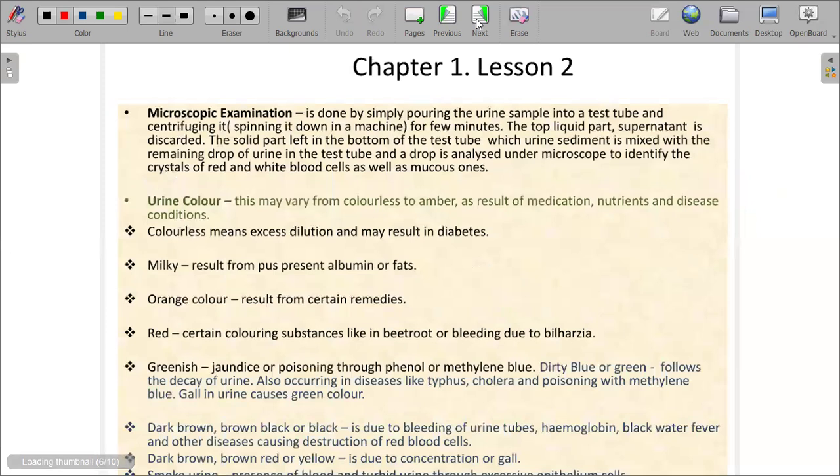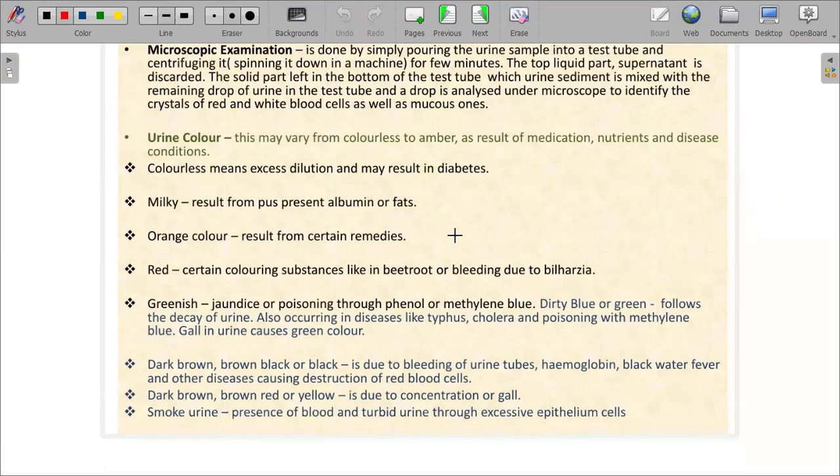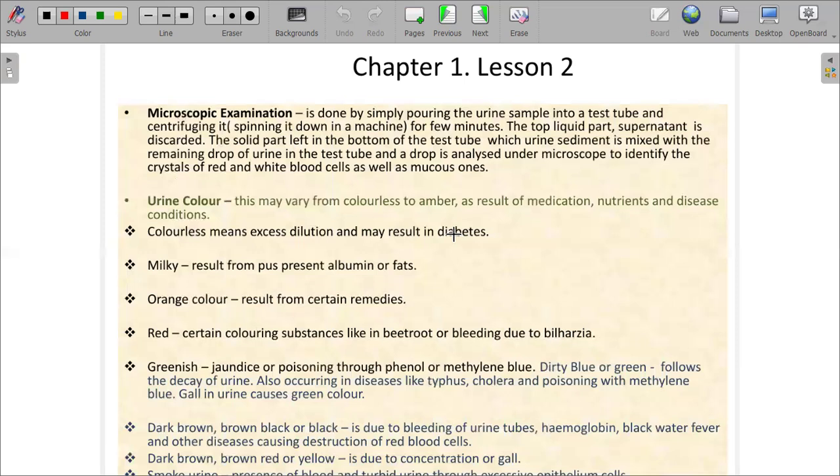And then just to finish up on this one, we have got microscopic examination, which is actually done on urine. It is just an examination of the urine. We're saying a urine sample is poured into a test tube, and centrifuged, or spun down in a machine, for a few minutes.